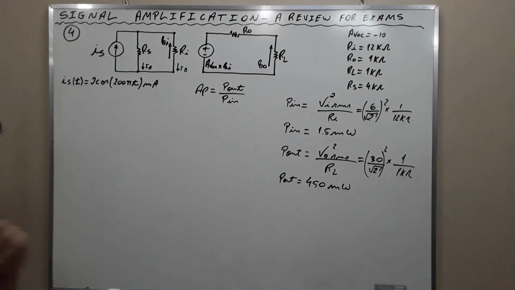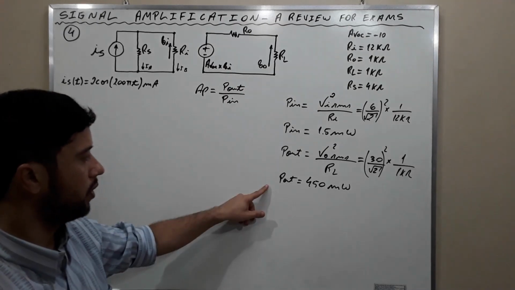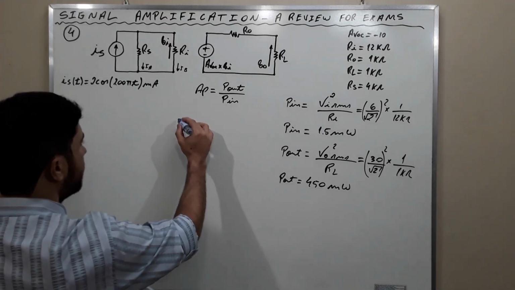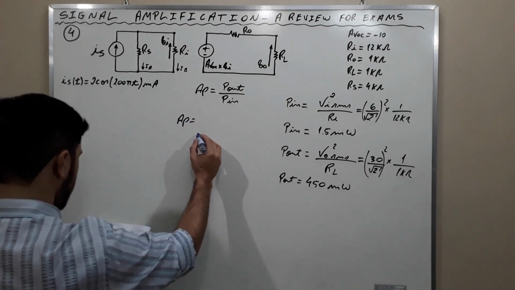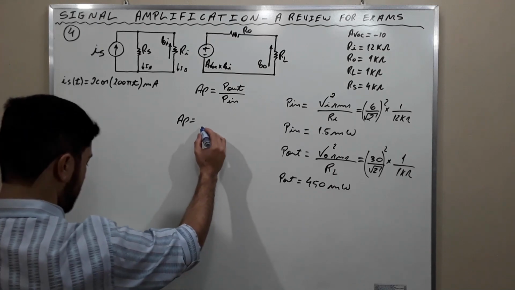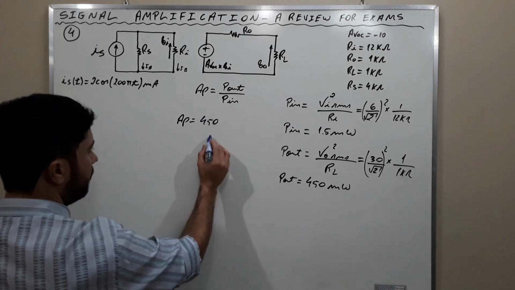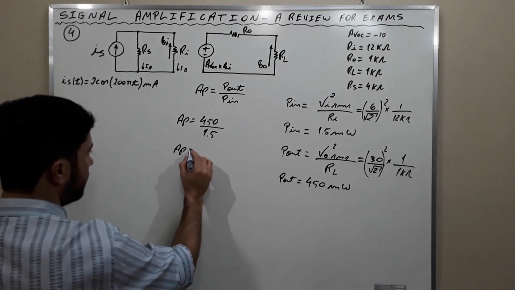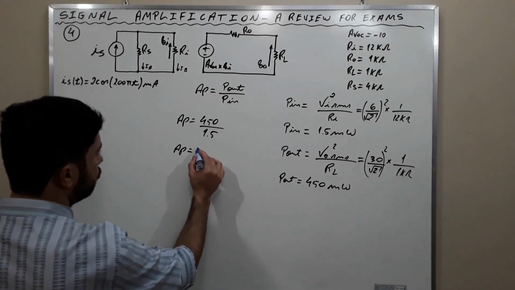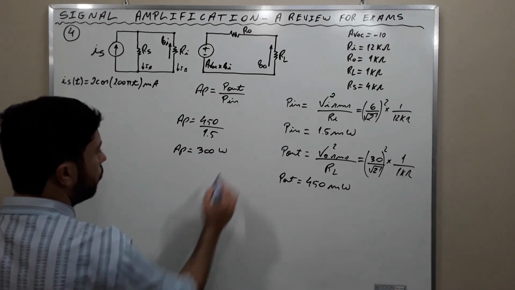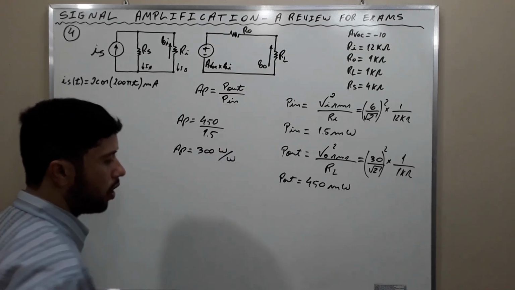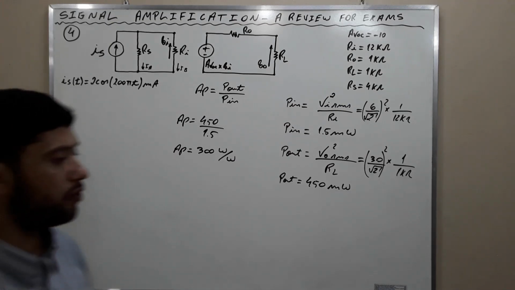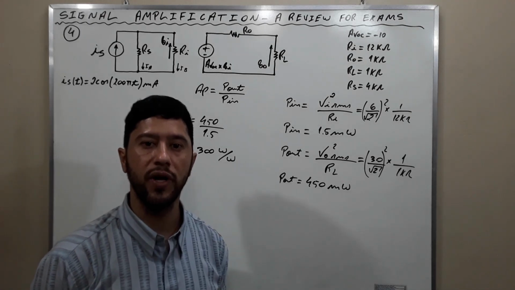We are now in the possession of the values that we needed. We simply use them. Okay? AP is going to be 450 divided by 1.5, and we find that the power gain is 300 watts per watt. Okay, my friends? And this is all for exercise 4. Let's go to exercise 5.